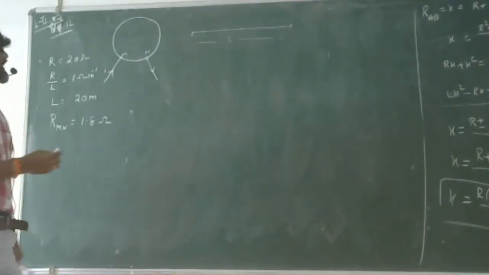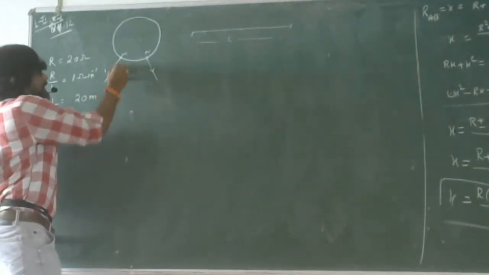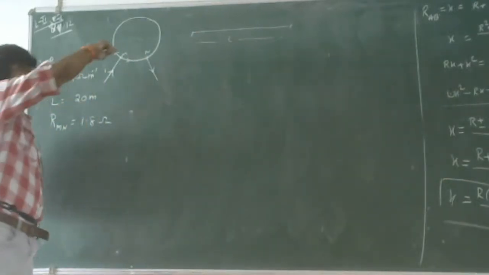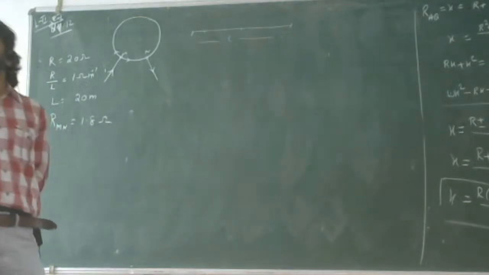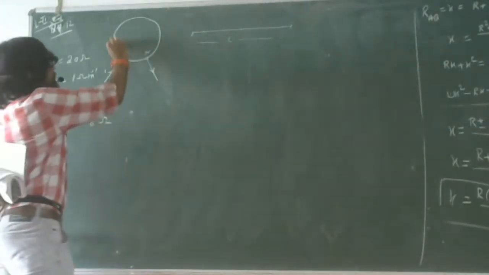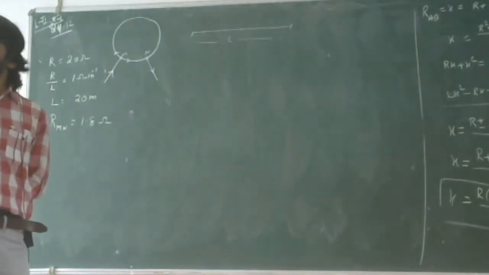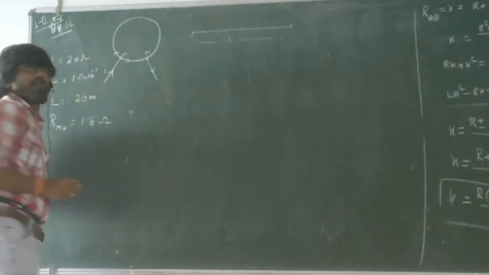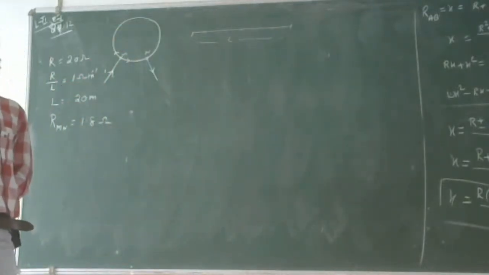If you consider current flowing in here, it divides into I1 and I2 at this junction. So these two parts are in parallel. You can consider them as two resistors in parallel, R1 and R2. So the effective resistance is R1 R2 by R1 plus R2.